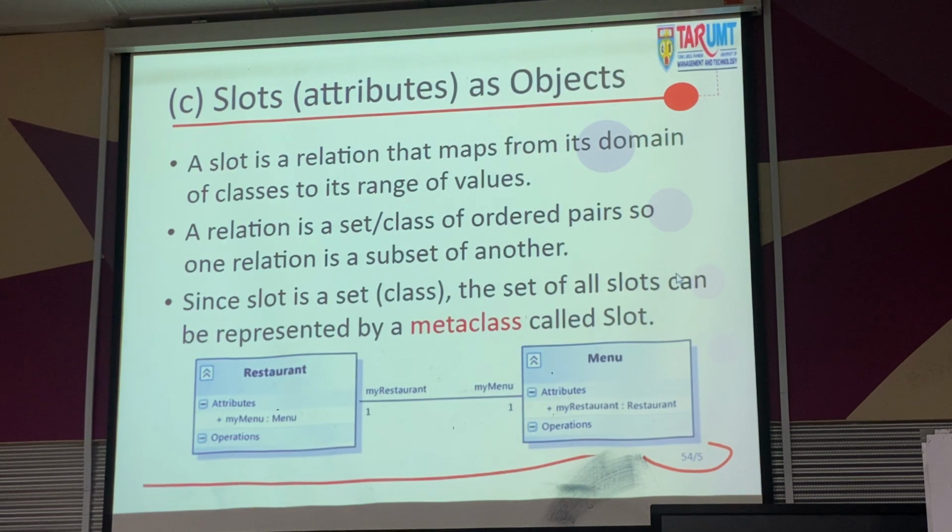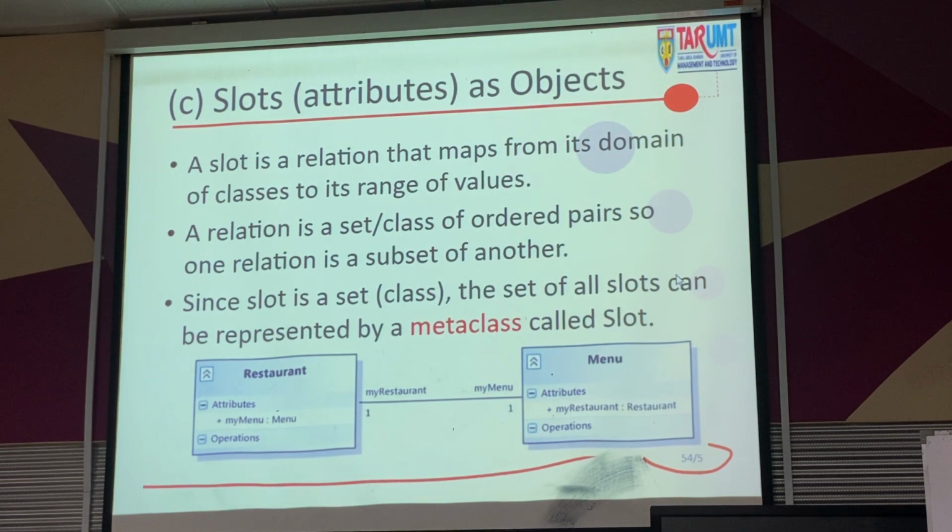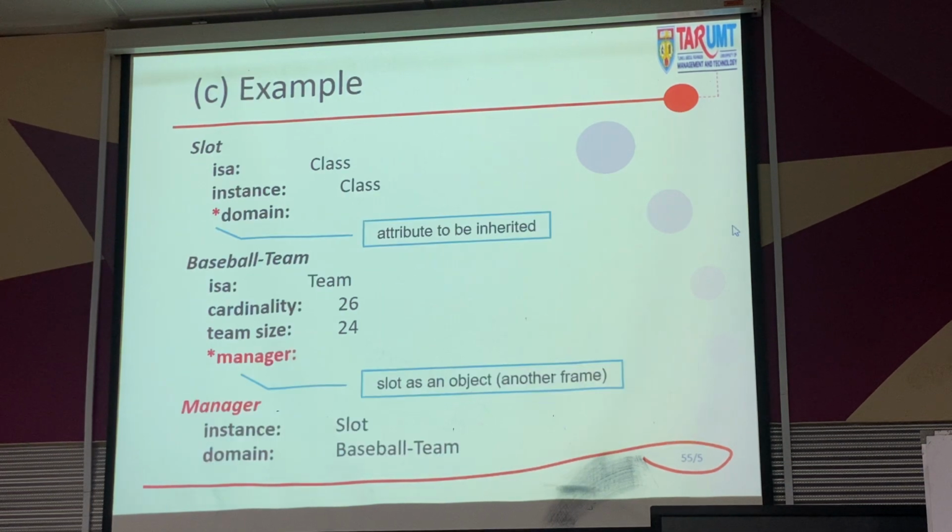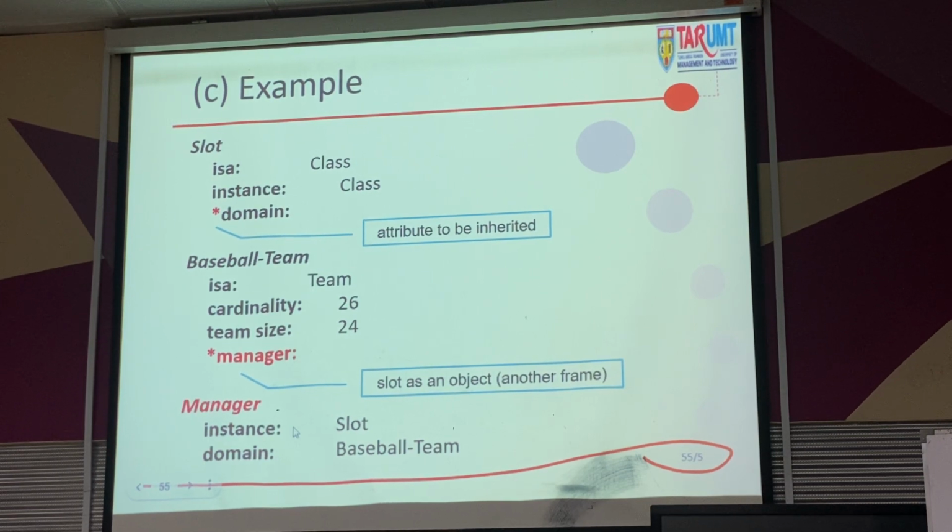Another one here is you can use the slot as one of the class. You can treat the attributes of one subclass as another class. For example, let's say you have a baseball team. Inside the baseball team, you have several properties like cardinality, team size, and managers. This manager property itself can be another subclass. Then you can further describe what a manager is. You can put the names, the numbers, the location and so on and so forth.